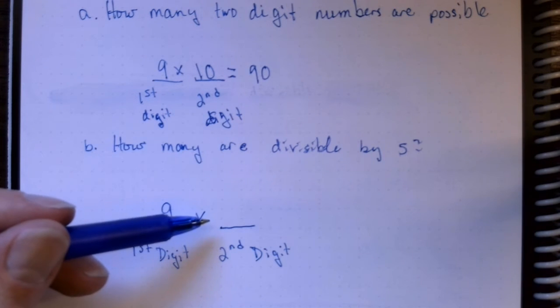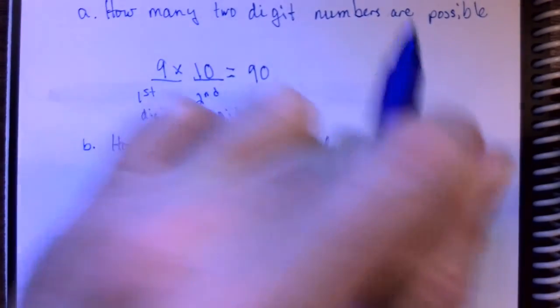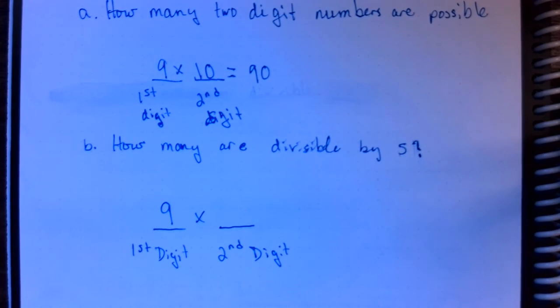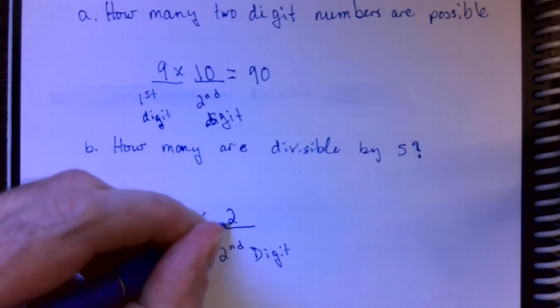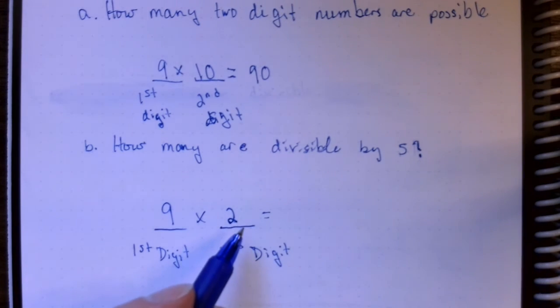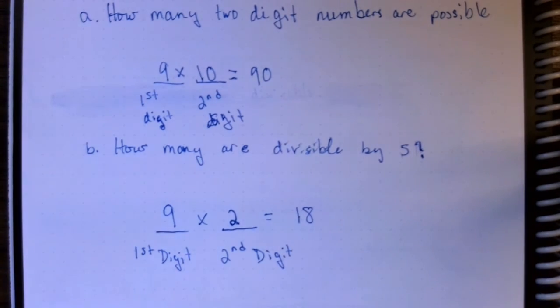Now let's think about the second stage. I want the number to be divisible by 5. And of course there is a very easy way to look at a number and tell whether it is divisible by 5. Does it end in a 0 or a 5? If yes, then your number is divisible by 5. If not, then you aren't divisible by 5. So for the second digit, you only got 2 choices. You can make that second digit a 0, you can make it a 5, and that's it. So that leaves you with 18 two-digit numbers that are divisible by 5.